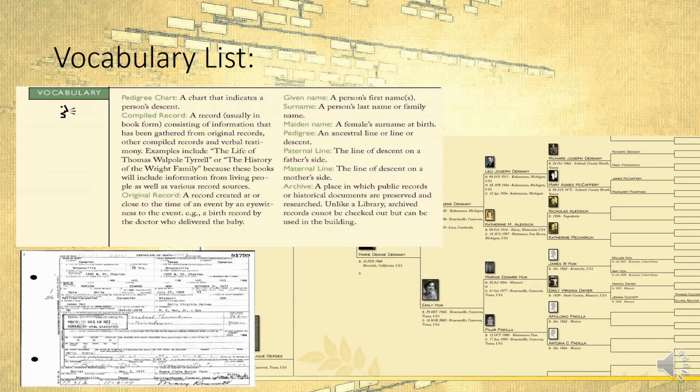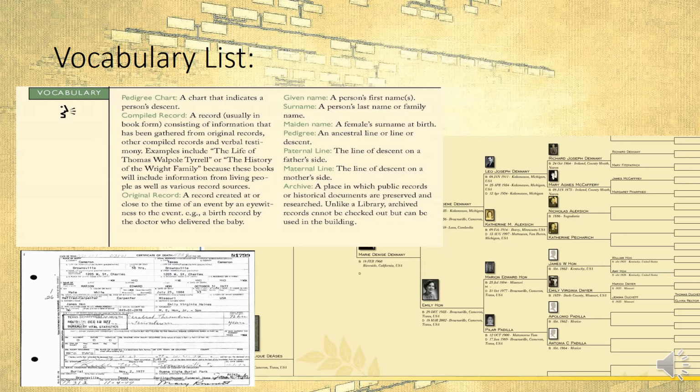Pedigree chart, a chart that indicates a person's descent. The chart on the right is my pedigree chart. Compiled record, a record usually in book form consisting of information that has been gathered from original records, other compiled records, and verbal testimony. Original record, a record created at or close to the time of an event by an eyewitness to the event. The document above, below the vocabulary, is an original record. It is the death certificate of my maternal grandfather.